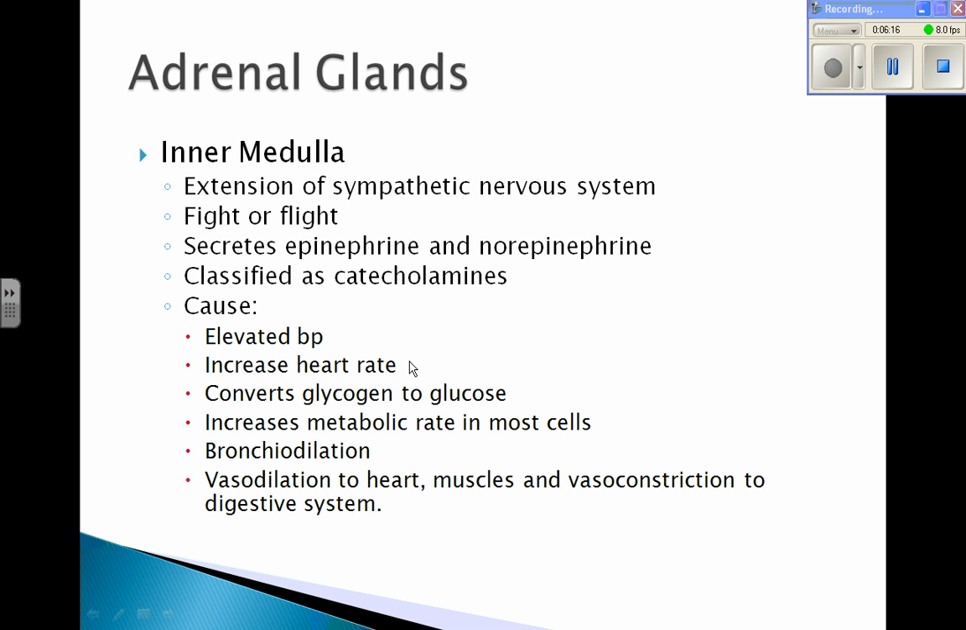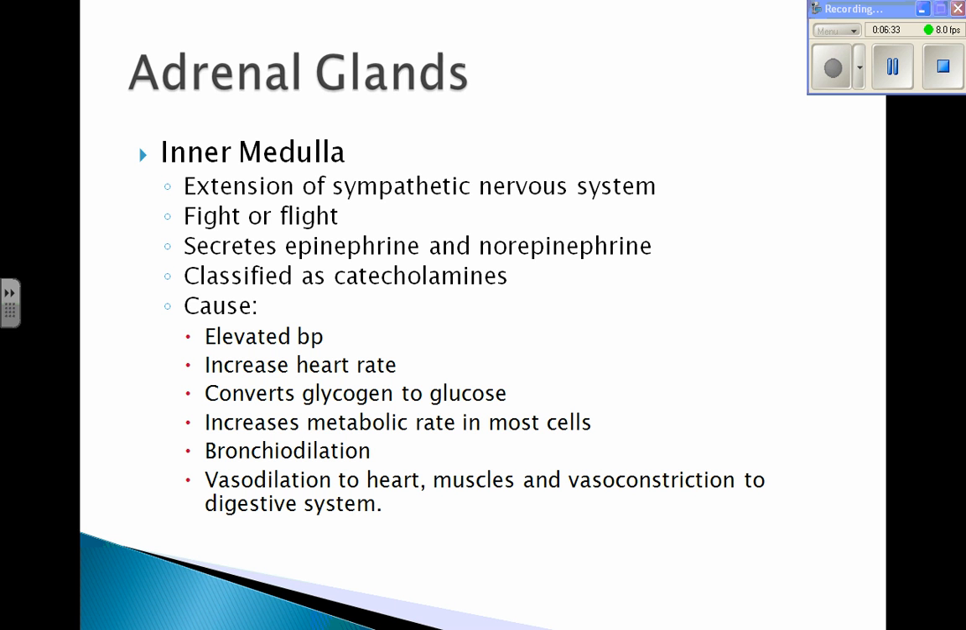3 effects on the heart: the inotropic, chronotropic, and dromotropic effects. The chronotropic is the speed, it increases the heart rate. The inotropic is it increases the contractile fibers' contraction. It makes the ventricles contract harder.